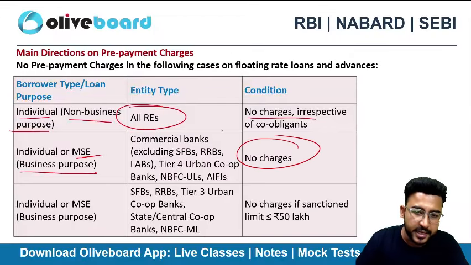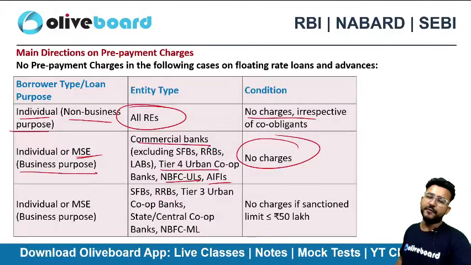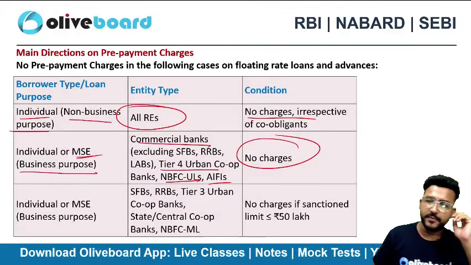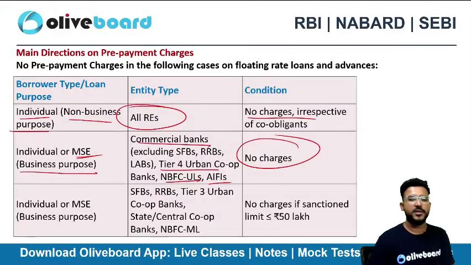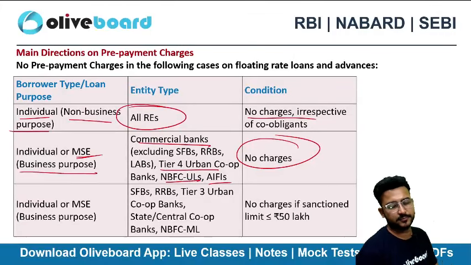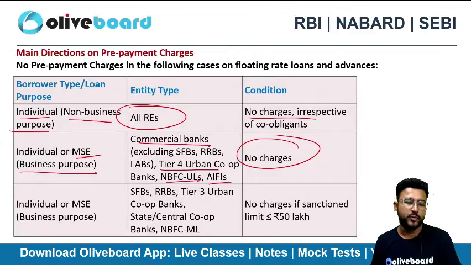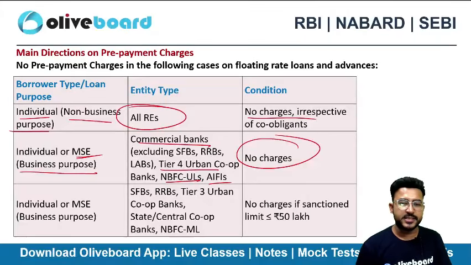If the lender is a commercial bank, Tier 4 cooperative bank, urban cooperative bank, NBFC upper layer, or AIFI, they won't be charging. But scheduled commercial bank, small finance bank, RRB, local area bank, they can charge. This table is important. If you are able to read this table multiple times, your circular is already half done.